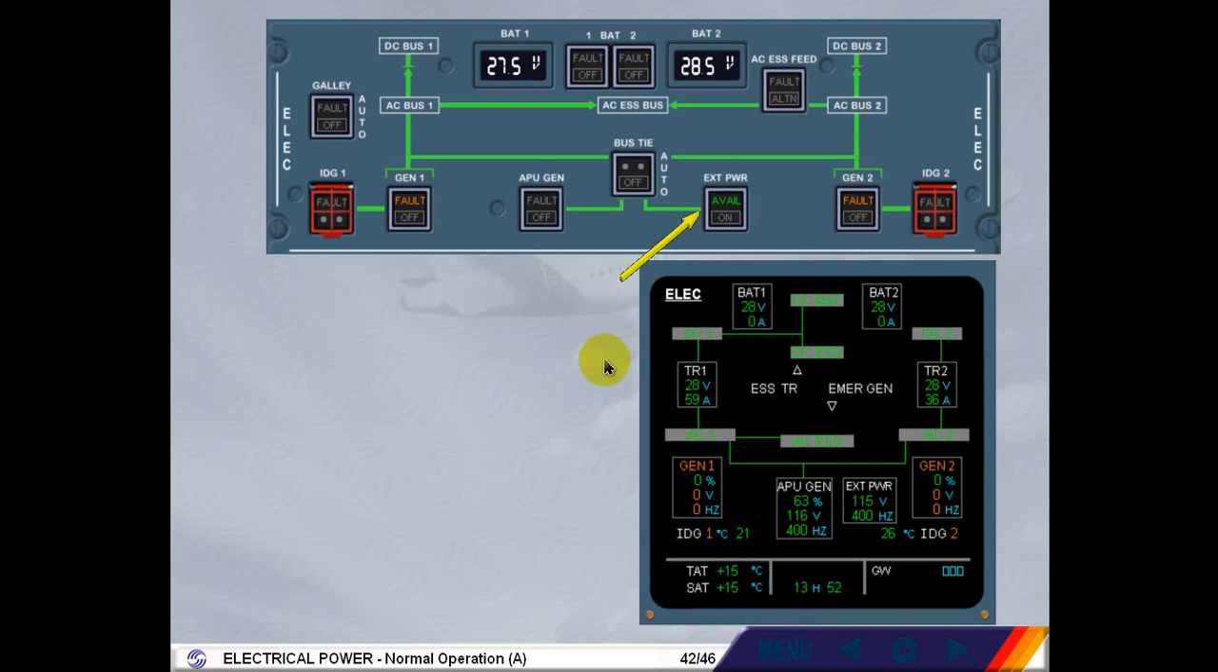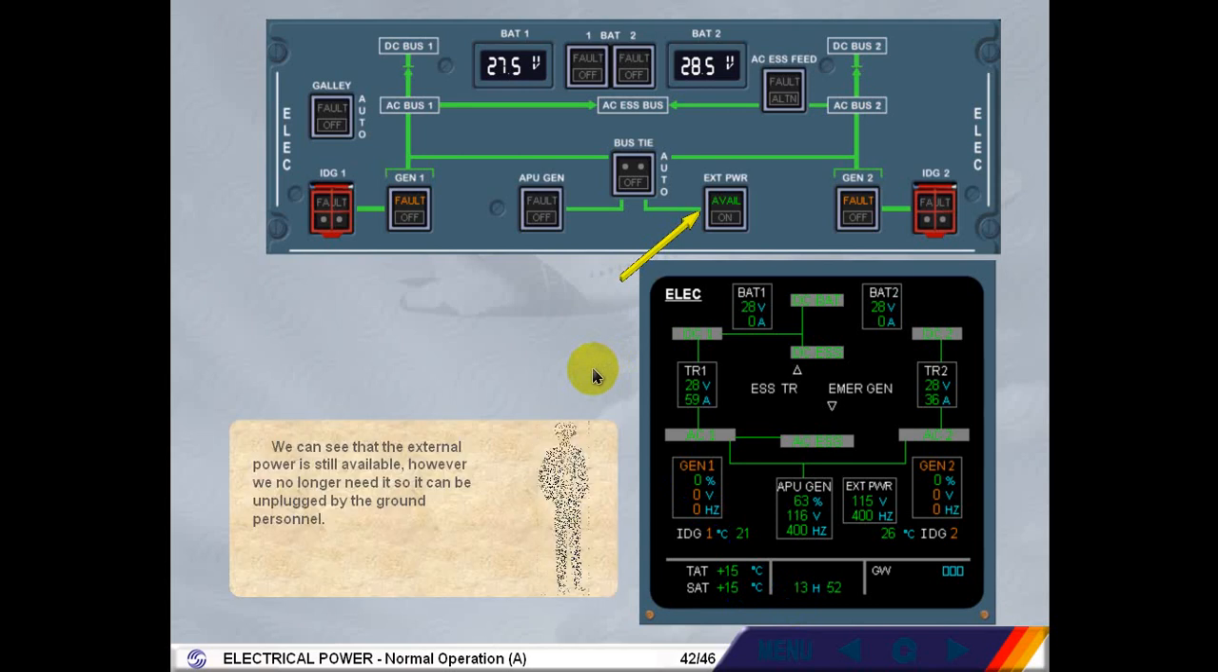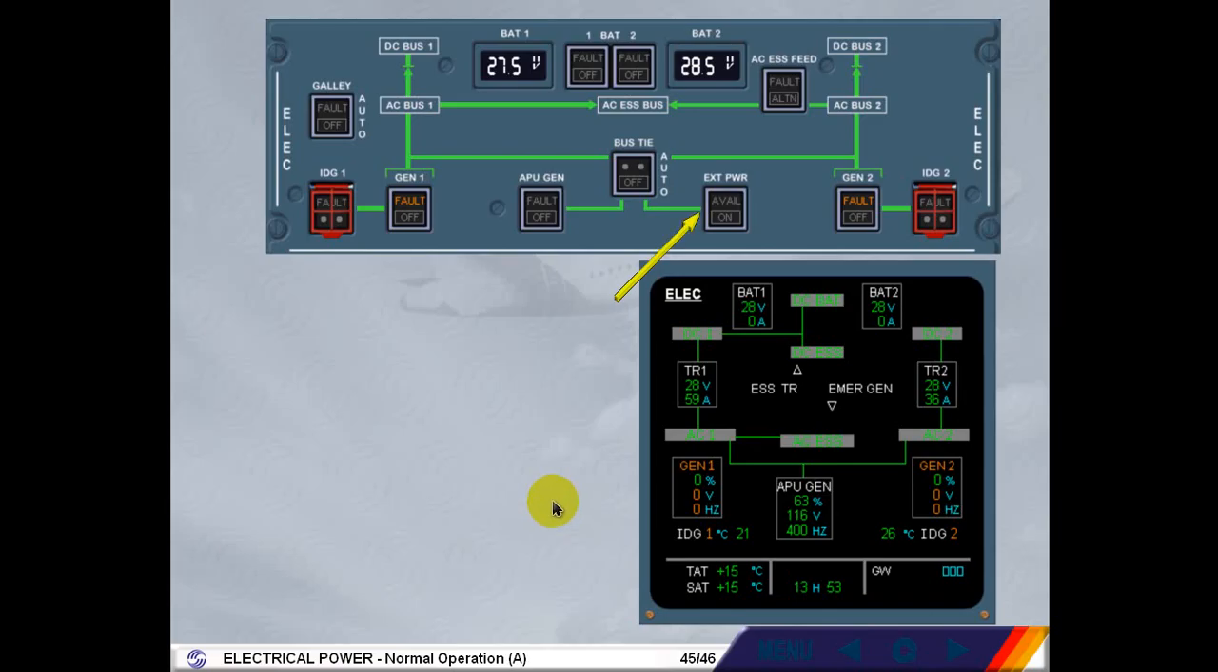We can see that the external power is still available. However, we no longer need it, so it can be unplugged by the ground personnel. Click on the mechanic. The Avail light is extinguished, and the external power indications on the ECAM have disappeared. The external power source is disconnected.